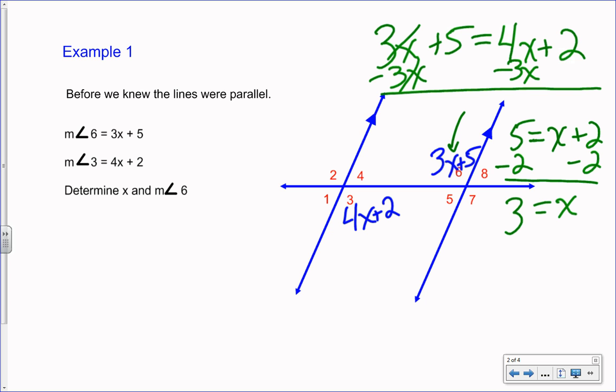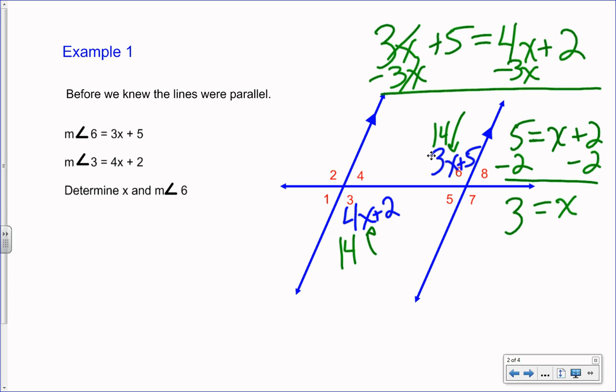So 3 times 3 is 9, plus 5 is 14. If this is accurate, that other angle better also say 14. So let's put 3 right in there. 4 times 3 is 12, plus 2 is 14. Now, do those look like 14-degree angles? No. But is there any guarantee that I have to draw these to scale? No. You have to follow the math and the logic, not because it looks like it. Does that make sense that they end up the same?